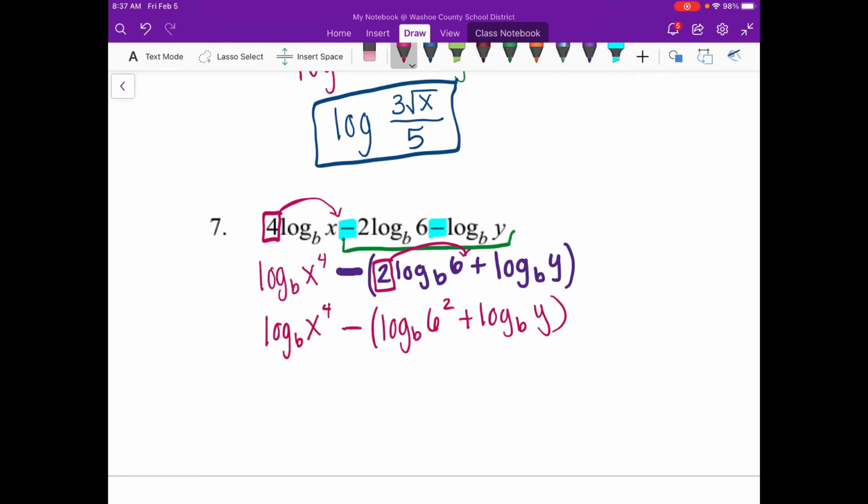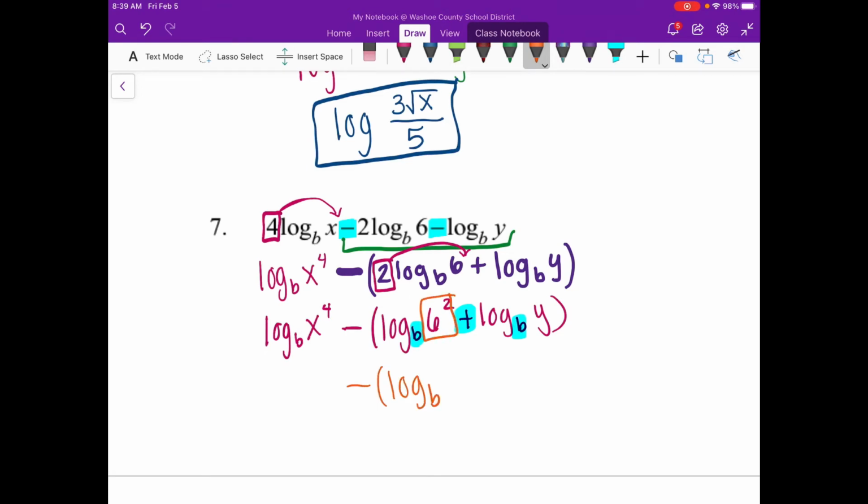Okay, let's start simplifying it. I'm actually going to focus on the parentheses right now because these are being added because I factored out the negative. And adding for me is just easier because that just means multiply the terms together. So because they have the same base, I can write it as one term, log base b.